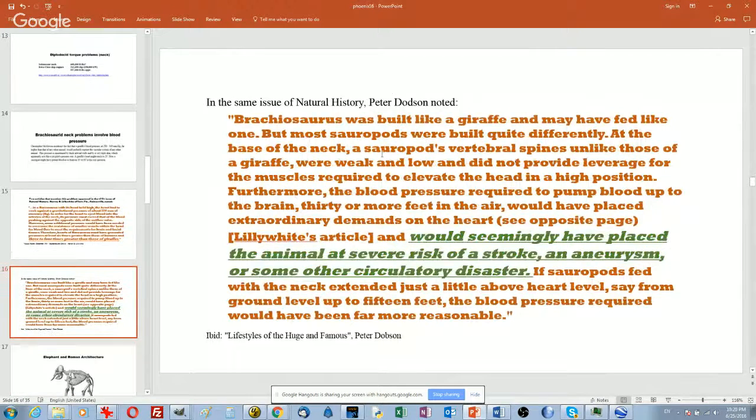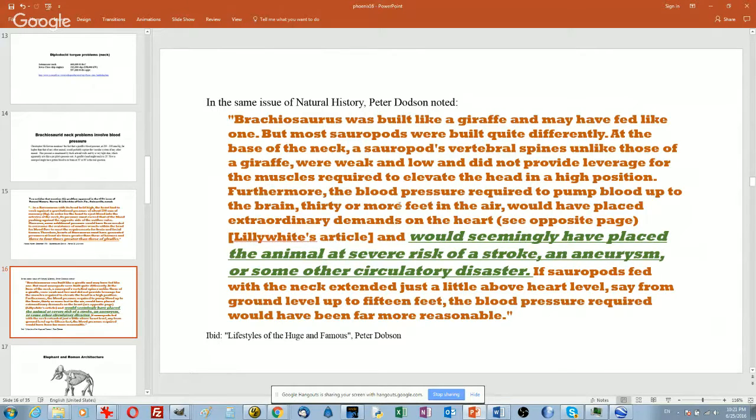In the same issue, you had Peter Dobson noting that the kind of pressure you're talking about would seemingly have placed the animal at severe risk of a stroke, an aneurysm, or some other circulatory system disaster. And the question that they're not asking is this: a creature which supposedly dominated the world for tens of millions of years, walking around in a permanent state of major risk of a circulatory system catastrophe, is not a formula for dominating the Earth for tens of millions of years. I mean, that's really the problem.